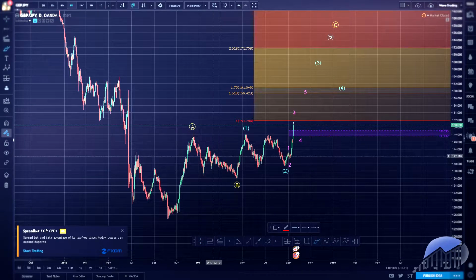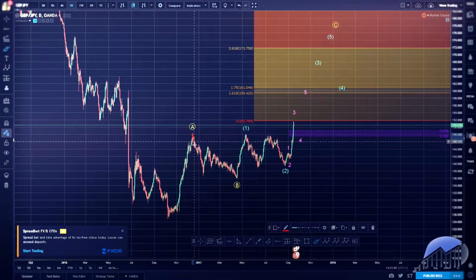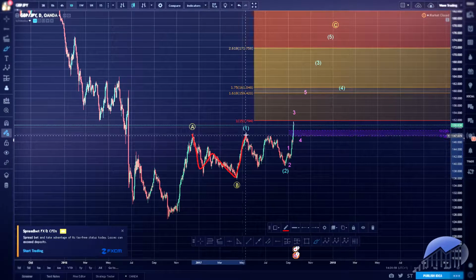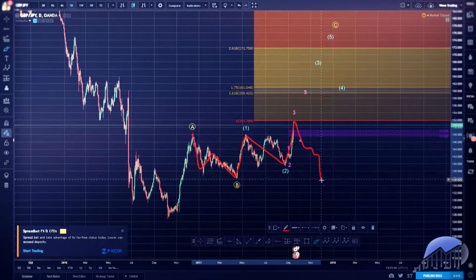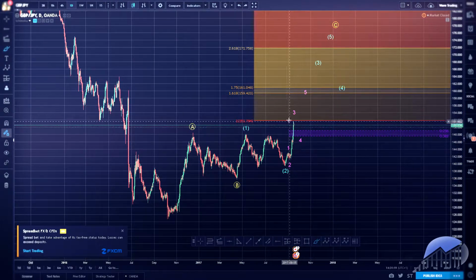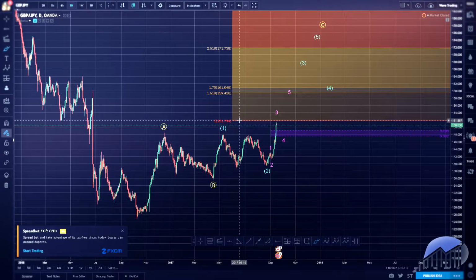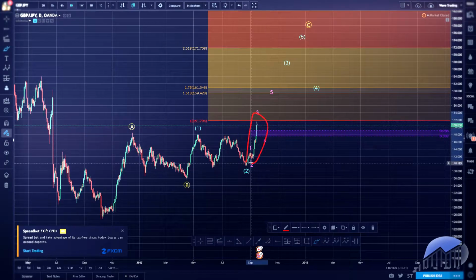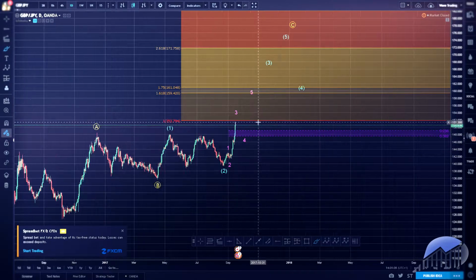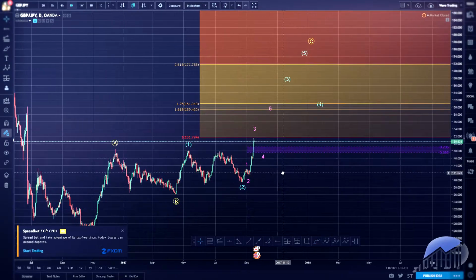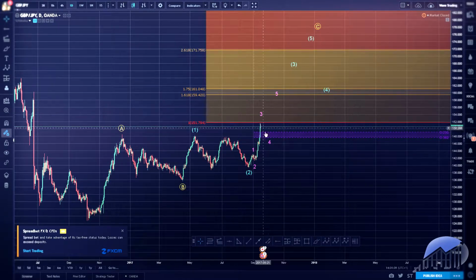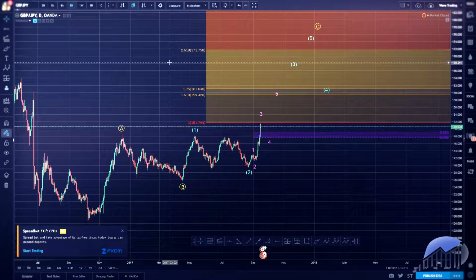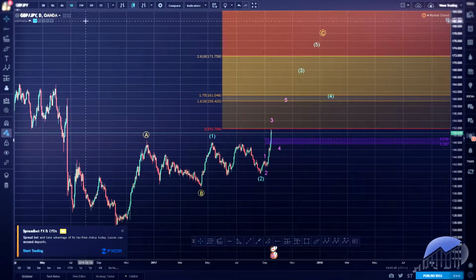It could turn into a different pattern, like 3 down and then 3 up like this, and then 5 down before making a wave C. But with this bullish move here, that is becoming more unlikely. The faster this goes up, the more unlikely that count becomes. But it is something to bear in mind if pound does weaken very, very quickly. We could see 5 waves down to this low here. But for the moment, it's a buy.